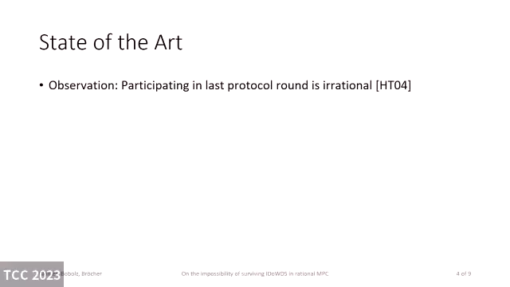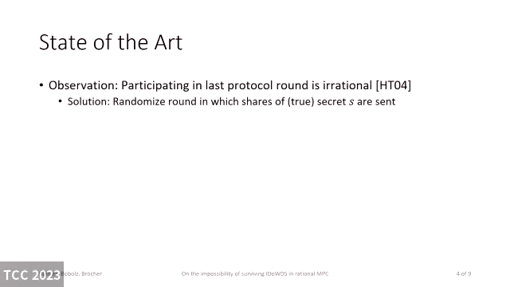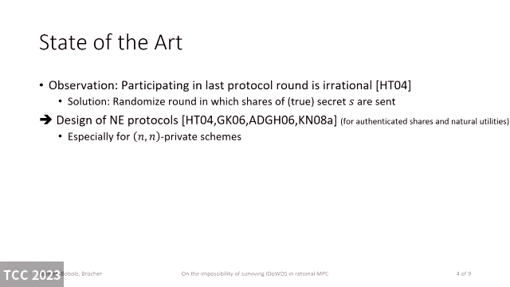Okay, and well, the state of the art back then was, well, such protocols as the simple protocol in the very beginning fail since, well, in the last round of the protocol, a rational party will not send anything meaningful to the parties. Right? And they overcame this problem by randomizing essentially the round in which true shares of the secrets are used. And well, so this then led to the design of Nash equilibrium protocols, which especially holds for this NN private setting. It's especially for this toy example, for example.